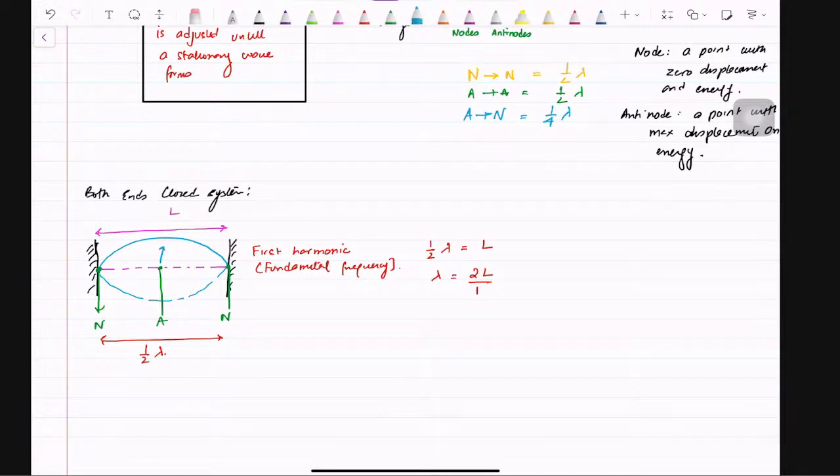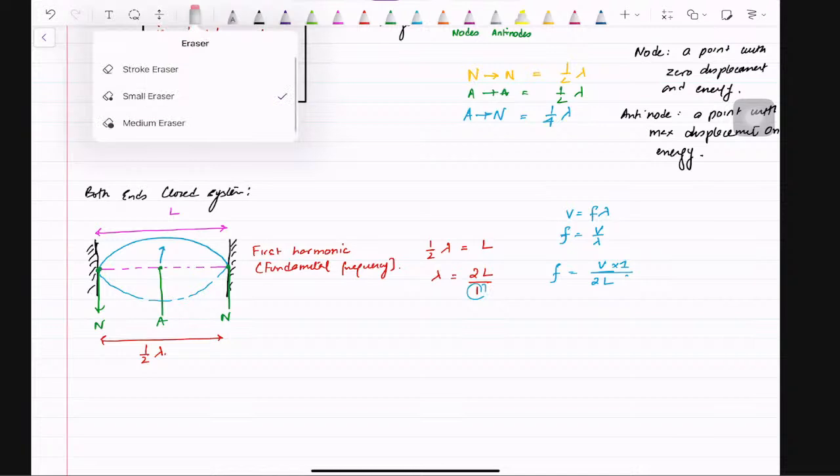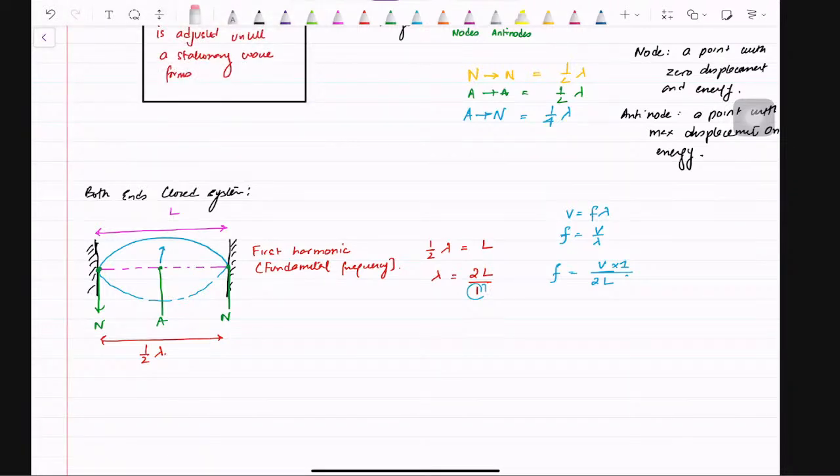Now, since velocity is frequency times lambda, so frequency is v upon lambda. So the frequency can be written as speed over 2L. Okay. I'll just multiply 1 with this, which was here. Intentionally I'm doing this for a reason. I'll let you know in a bit. Okay, is that clear to you? Yes.